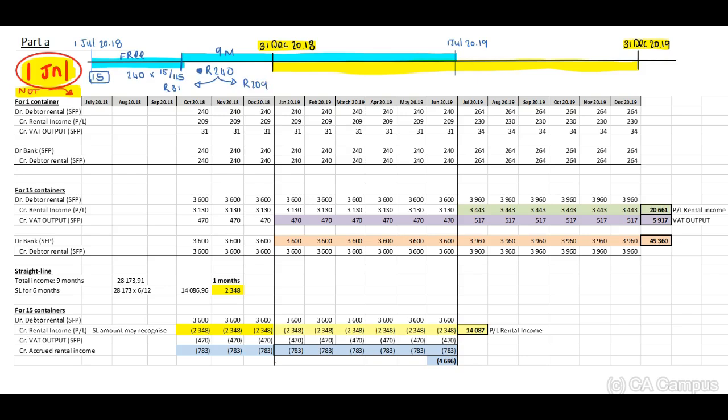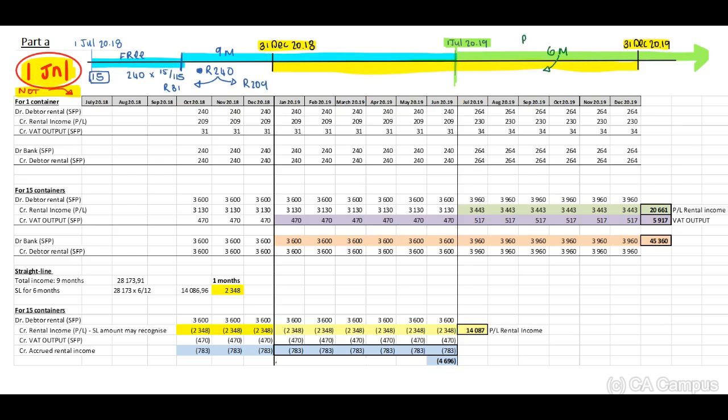Okay, now on 1 July 2019, they renew this contract for another 10 months period. Therefore, guys, for 10 months, of which 6 months fall within our 2019 financial year. They renew this, and our payment will now have to increase with 10%.